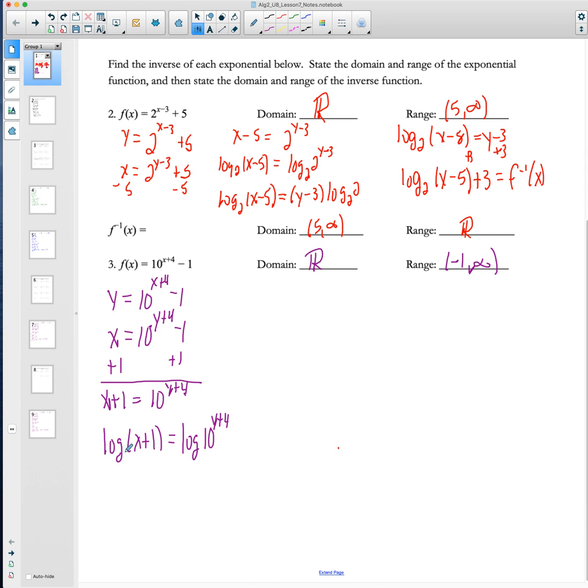Now I'm just going to bring this up here so we can see it a little bit better. That left side is going to stay log of x plus 1. And just like before, I would take that y plus 4 out front, and I'd have log of 10, which is 1. So that's going to leave me just y plus 4. And then my final step here would be to subtract 4 from both sides. So I get log of x plus 1 minus 4.